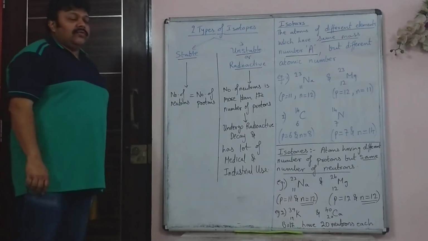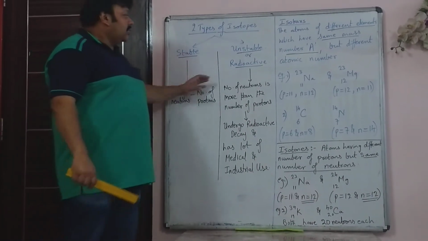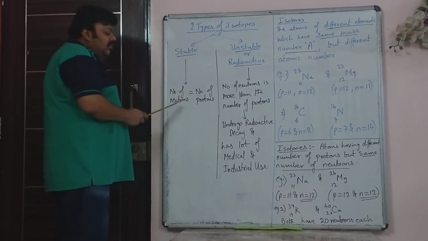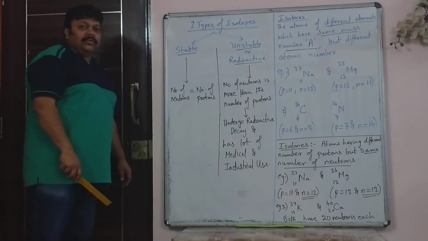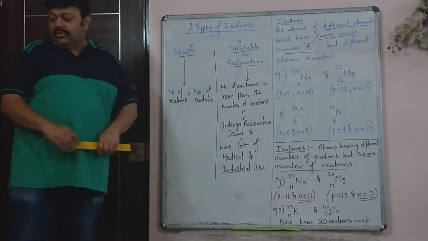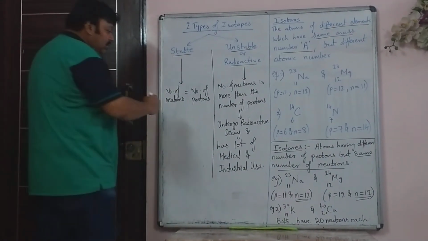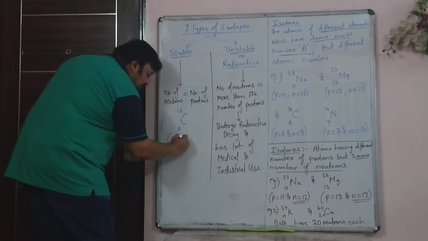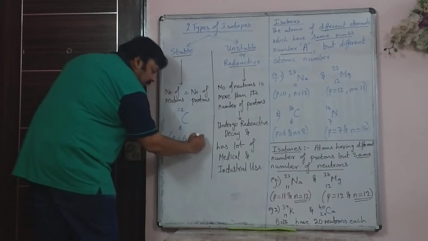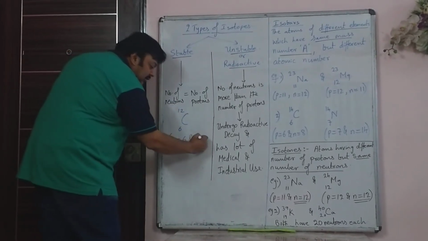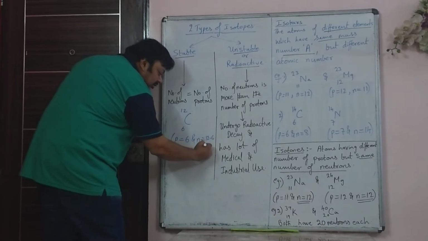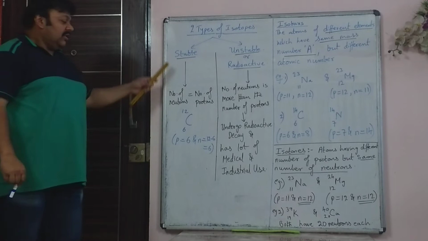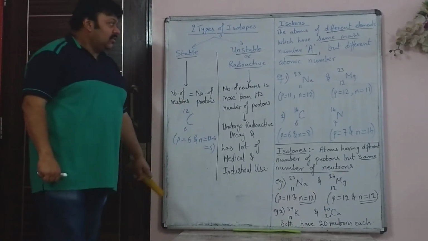Now there are 2 types of isotopes, stable isotopes and unstable or radioactive isotopes. Now in a stable isotope, the number of neutrons and protons will be same. For example, you had seen the example of carbon 6 12. In this case, number of protons is 6 and number of neutrons is 12 minus 6. That is also 6. So number of protons and neutrons is same. So this is a stable isotope of carbon.